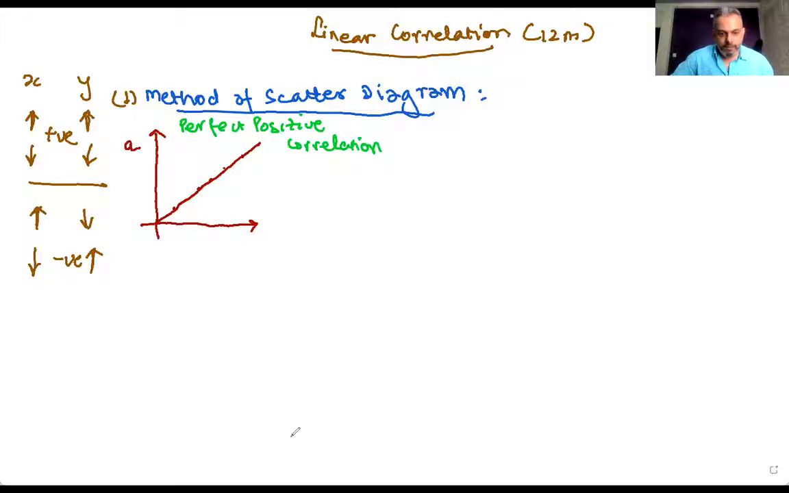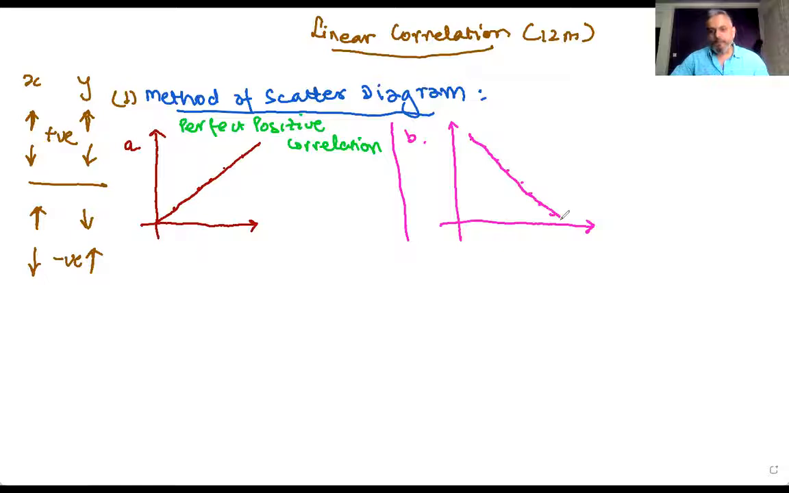Now, let's go to the second diagram. If we plot the values of x and the values of y, and we get plots like this, downward falling slope, and we draw a line connecting all the plots. If it is falling from top to bottom, left to right, we call it perfect negative correlation.